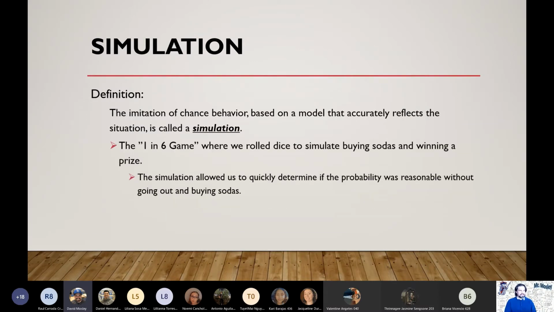Right? The 1 in 6 game where we rolled dice to simulate buying sodas and winning a prize, we did on Monday. The simulation allowed us to quickly determine if the probability was reasonable without going out and buying sodas. The die that you virtually rolled simulated the purchase of a soda and whether or not you won. We rolled it 7 times because there were 7 friends, and so each 7 rolls was one repetition of the simulation. And we did that a bunch of times. I think in your class, we had like 68 repetitions of the simulation.